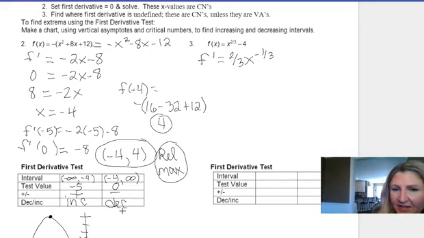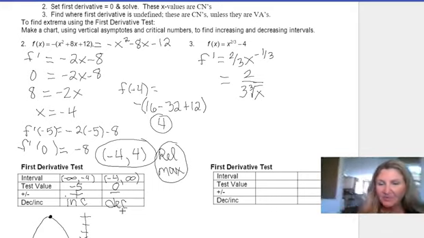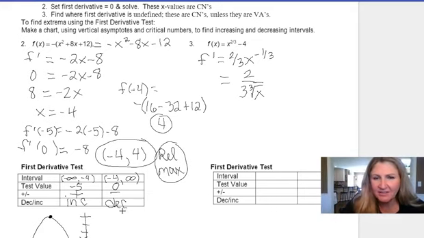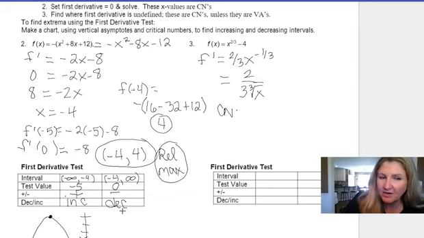So I'm going to simplify this, and this is going to be negative 2 over 3 cube root of x, or x to the 1/3. Now, remember, those critical numbers are going to be whatever makes this function equal 0 and whatever makes this function undefined. So when I check this, the top is never going to equal 0. So I don't have a critical number because of that. But a critical number is also whatever makes that denominator 0. So I do have a critical number. That critical number is going to be at x equals 0.